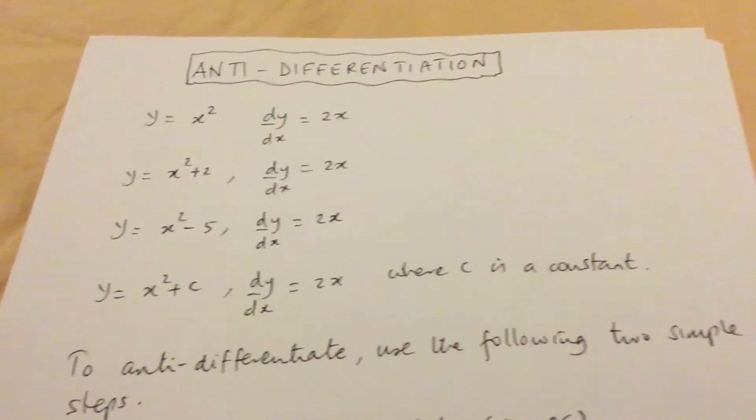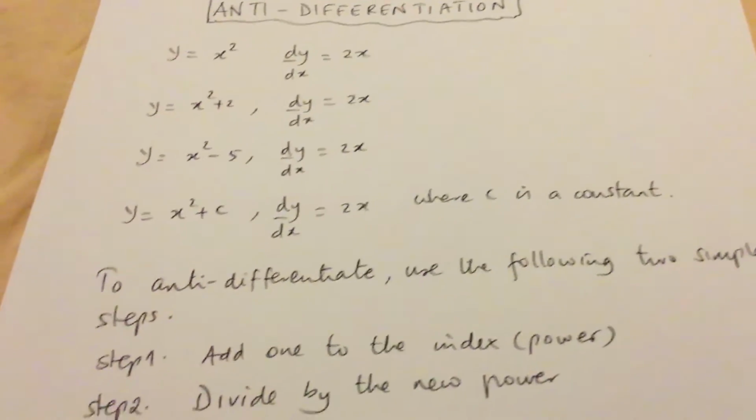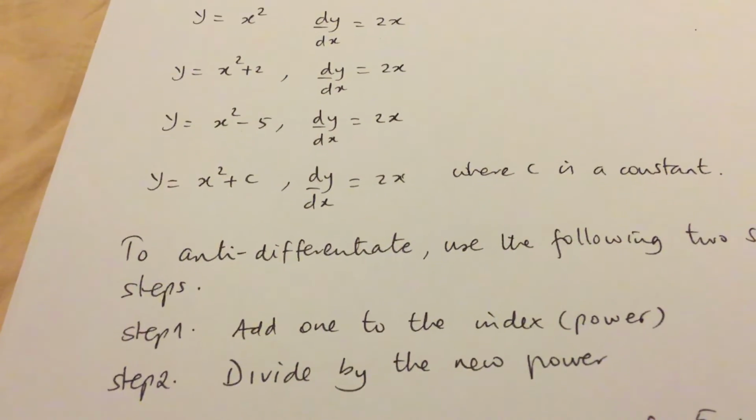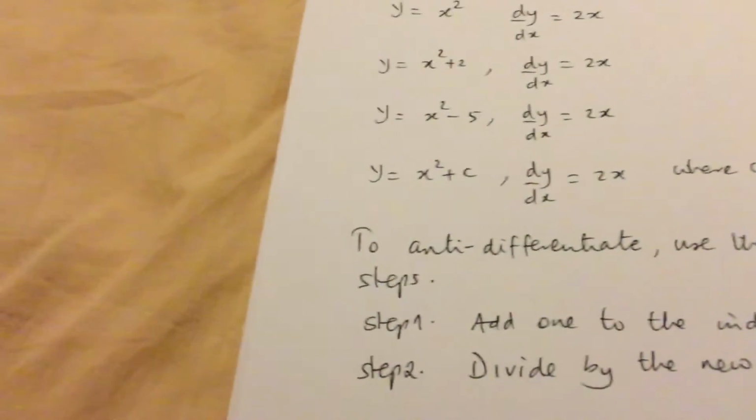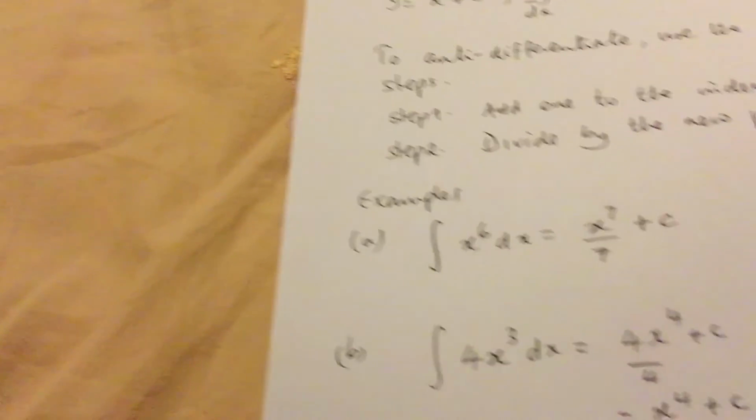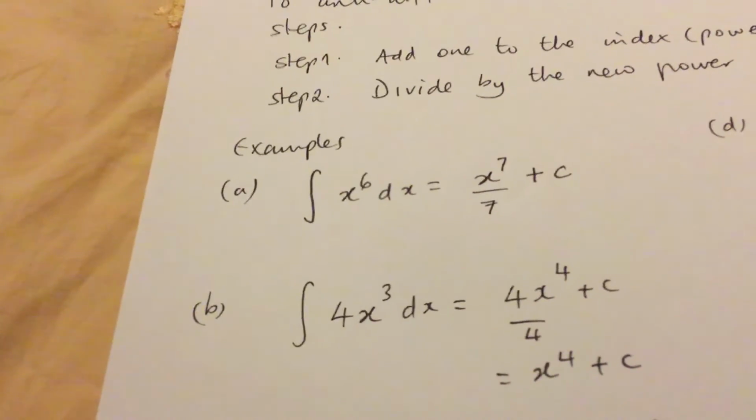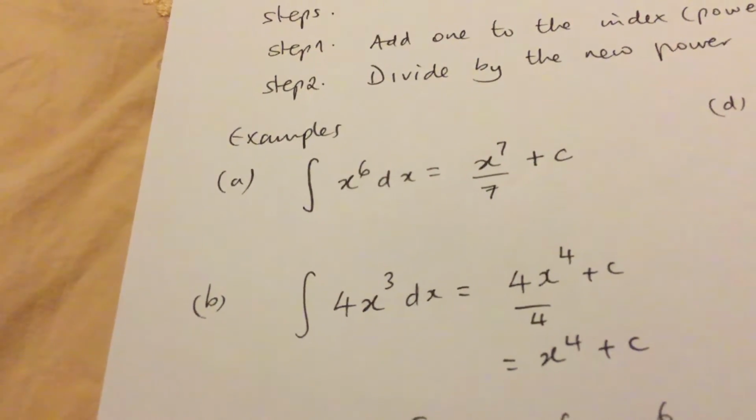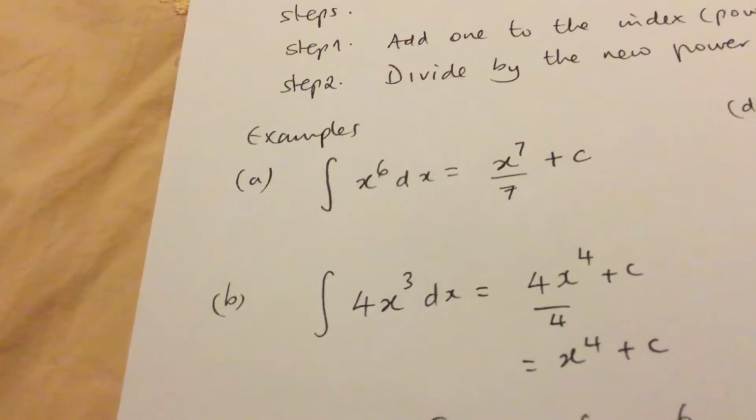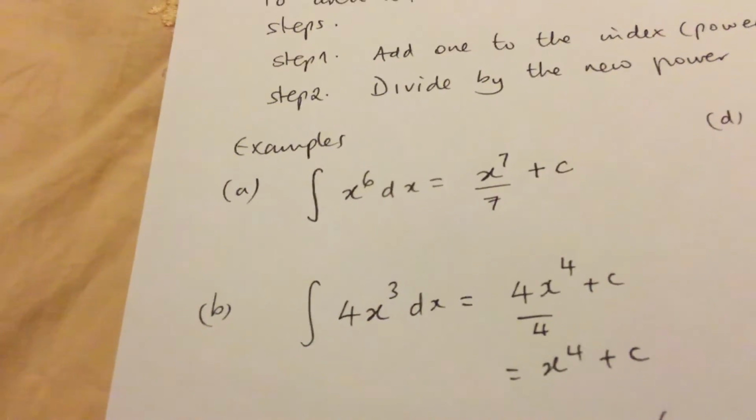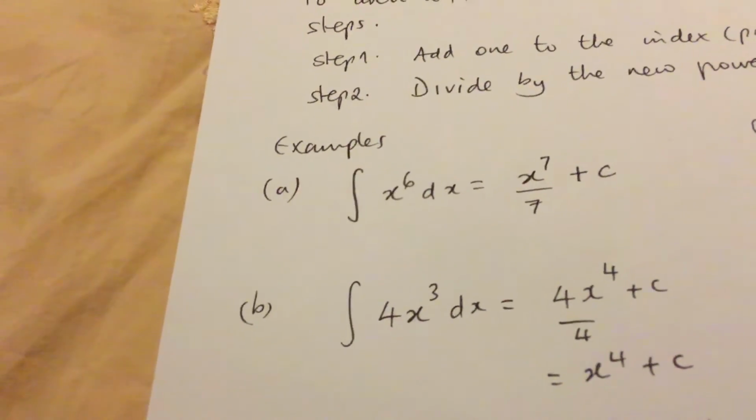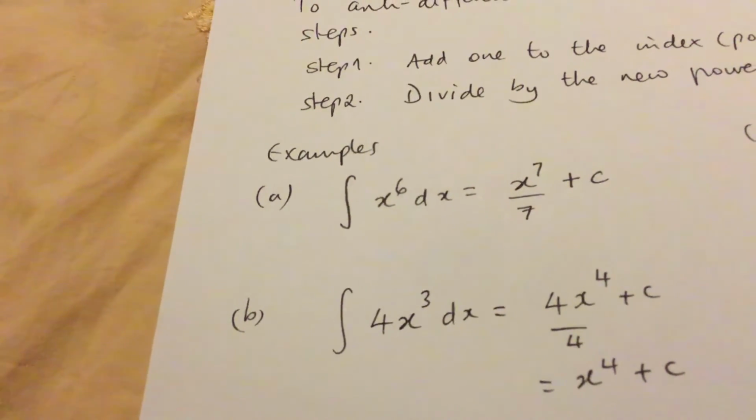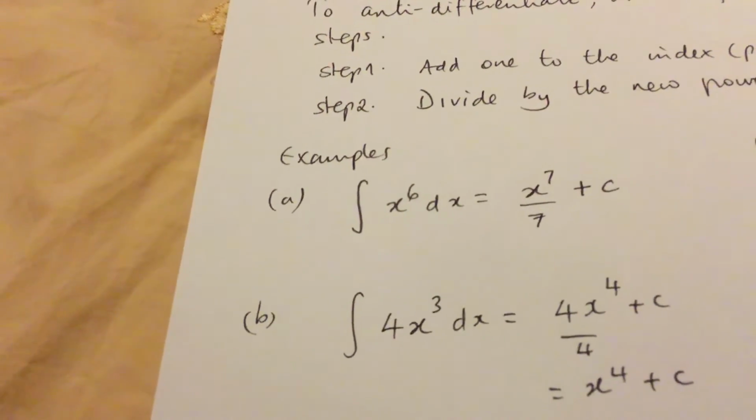To anti-differentiate, use the following two simple steps. You add 1 to the power and divide by the new power. Let's have a look at some examples. So example 1, antidiff x to the power of 6, and that's the symbol we use for antidiff. It looks like a snake, and dx is just saying that the letter we are anti-differentiating is x. If you antidiff y, then you have to write dy. If you antidiff z, we write dz.